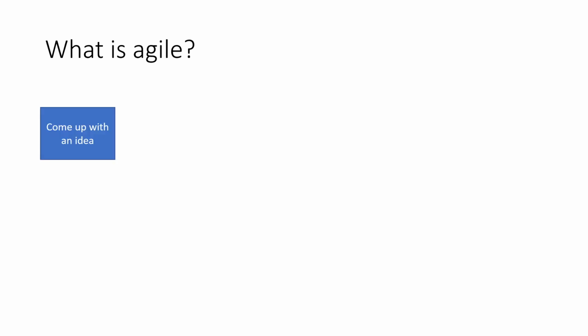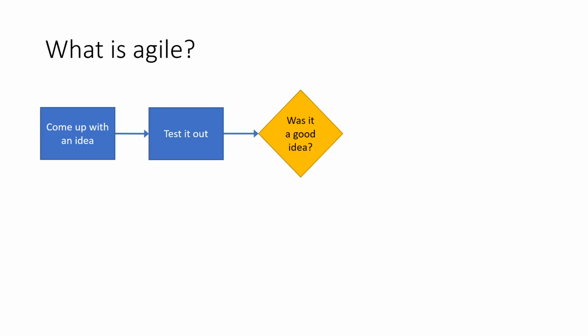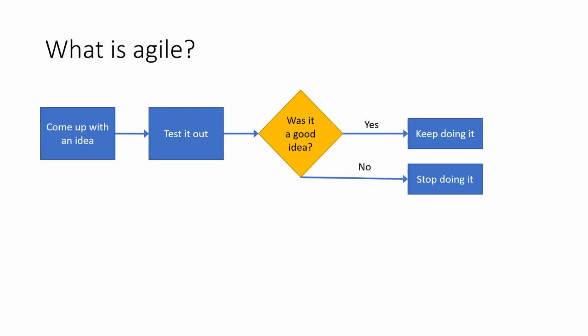And it's all about the flow that Agile teams use. When we're talking about process, somebody comes up with an idea and we try it out. And then we ask, was it a good idea? If it's yes, we keep doing it. If it's no, we stop doing it.